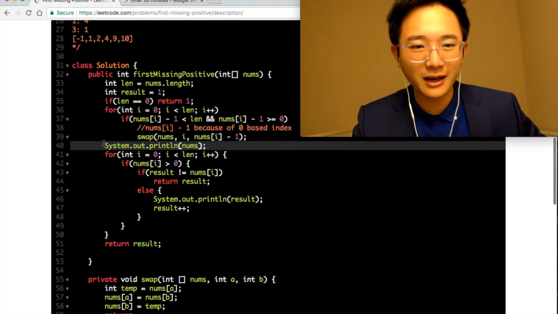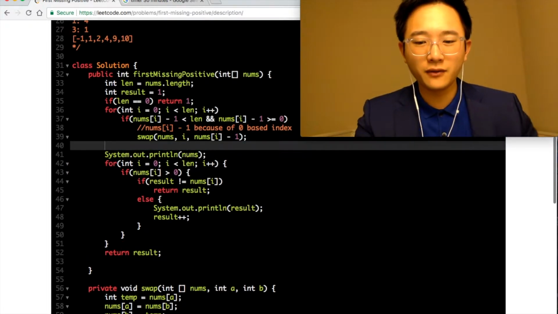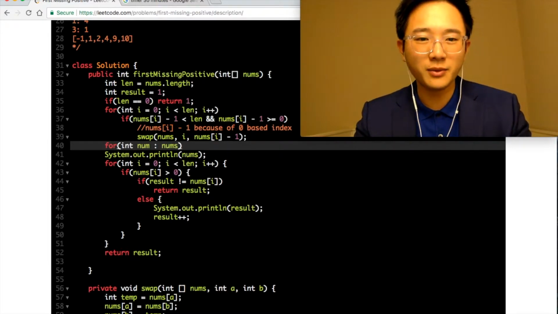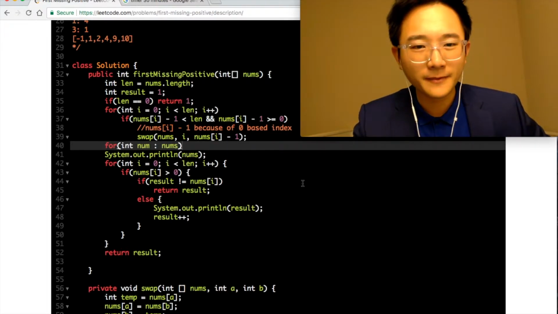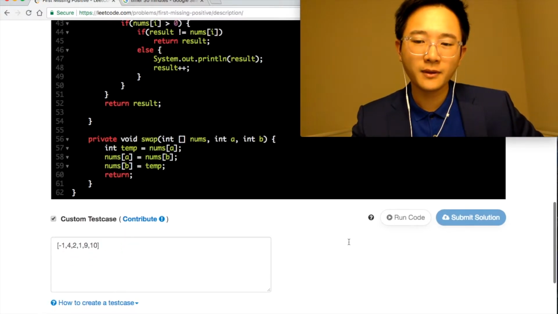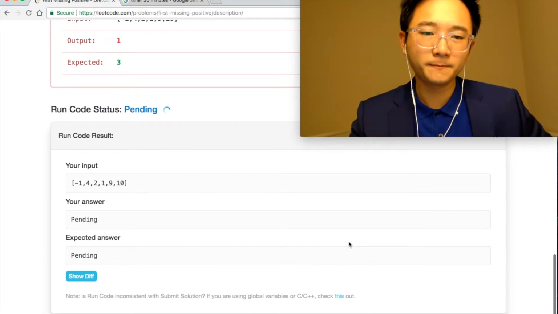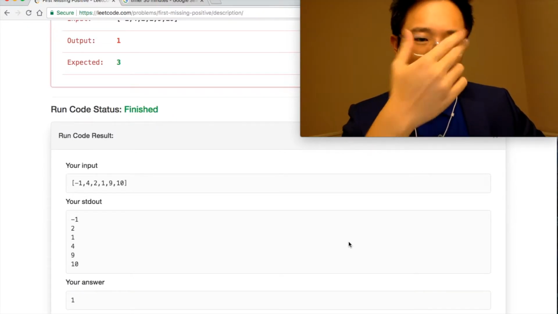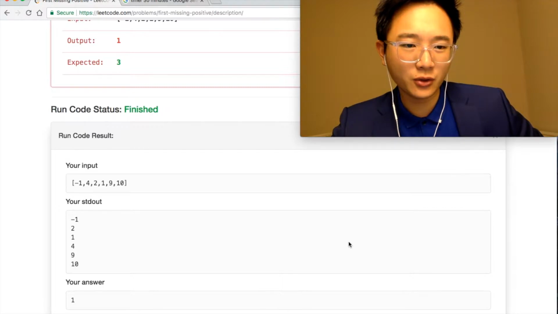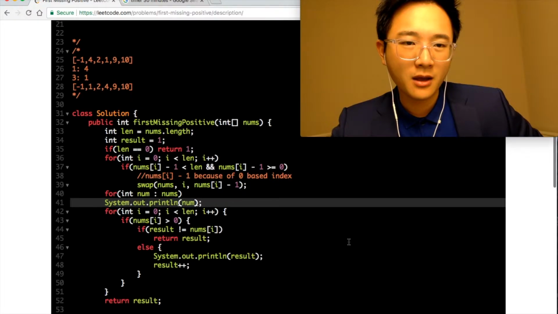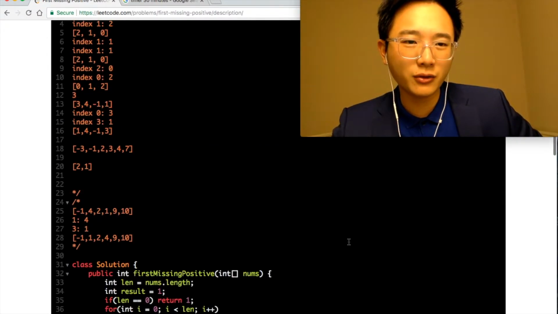So okay, I can't do this. I have to do stupid Java. If it was C++, it wouldn't be this way, or JavaScript. Okay, so my standard output is -1, 2, 1, 4, 9, 10. Okay, so this is not doing what I asked it to do.